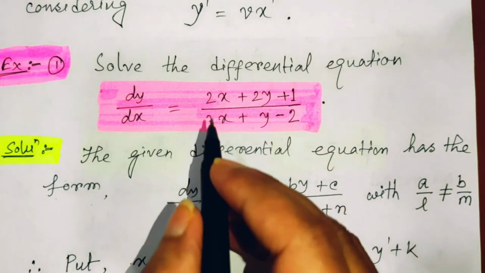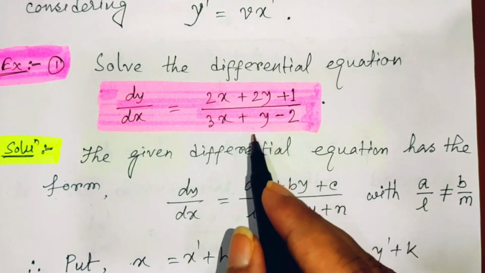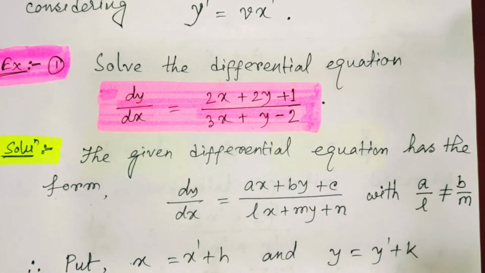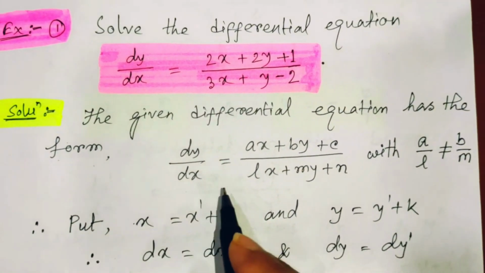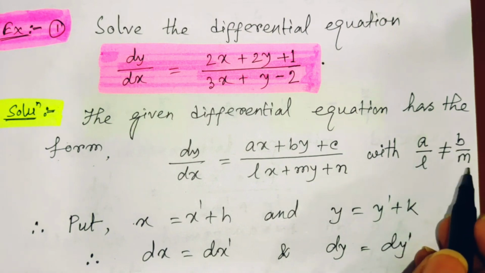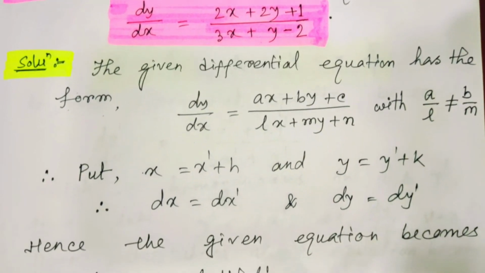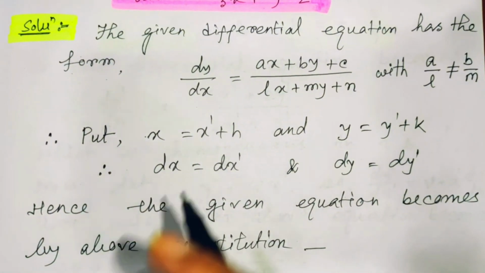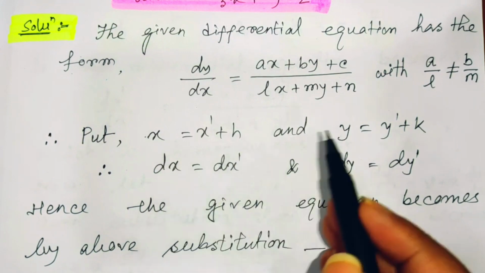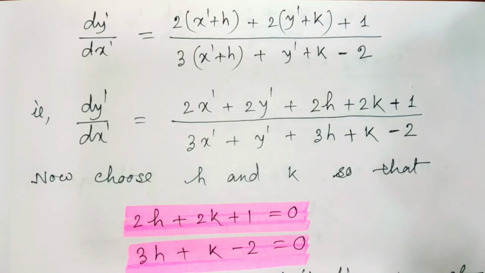So if we write it as 2 by 3, and here it is 2 by 1. So definitely 2 by 3 is not equal to 2 by 1. So our equation is in the format a by l not equal to b by m. If the equation is in this format, then we should substitute x equals x dash plus h and y equals y dash plus k. Then take the derivative, and in the above equation if we substitute the values of x, y, dx and dy, then we get this.